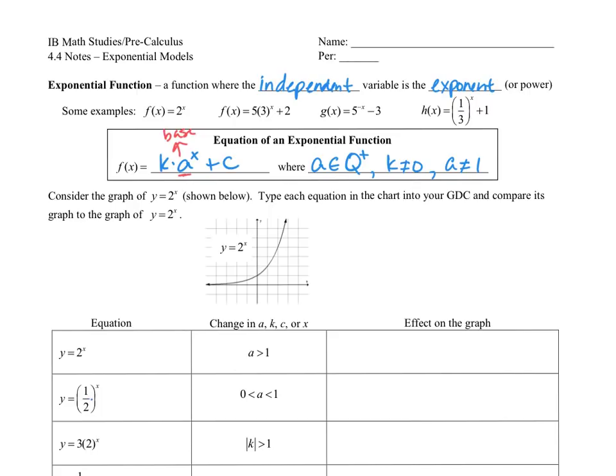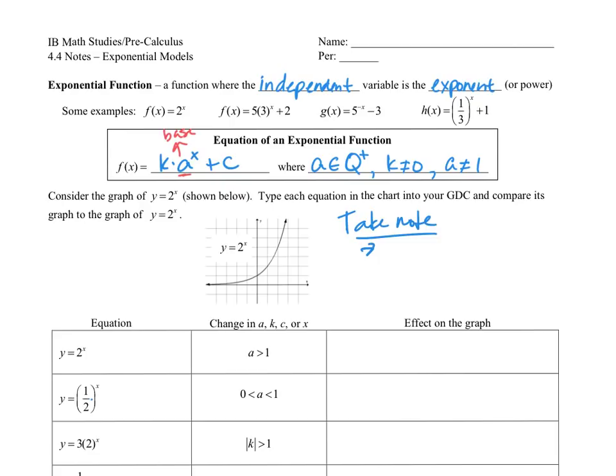Okay, so we're going to start talking about the graphs of these exponential functions. What we're going to do is compare several examples to this. We might want to think of this like a parent function. Let's consider the graph of y equals 2 to the x, which is shown here. What we'll do is type each of these equations into a calculator and compare its graph to this graph. But before we do that, I just want you to take note of a couple of things.